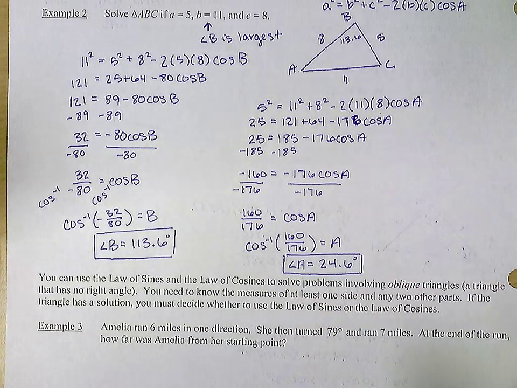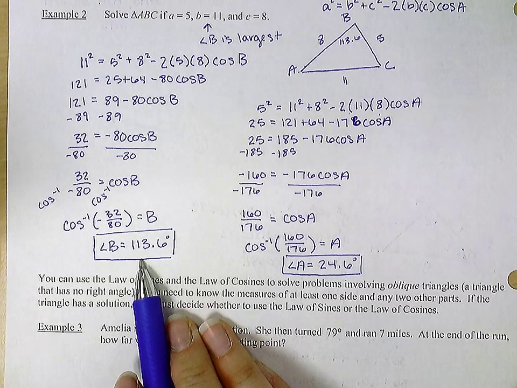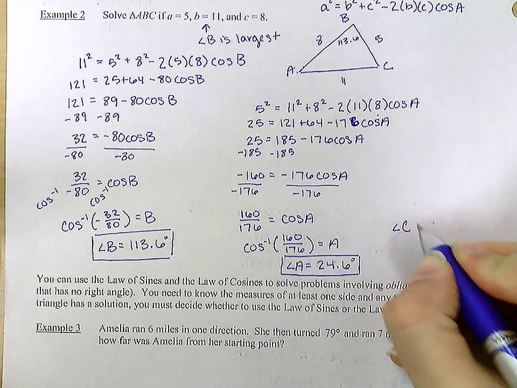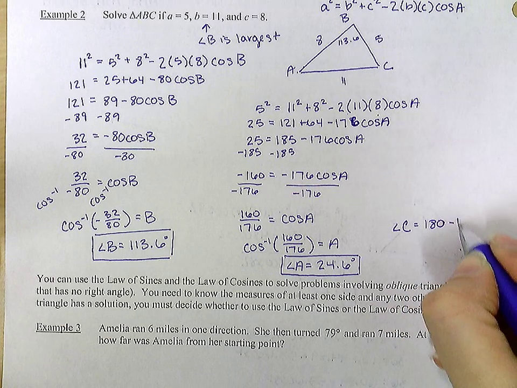All right, so I have two of my angles in my triangle. So to find angle C then, take 180 minus the two angles you found.